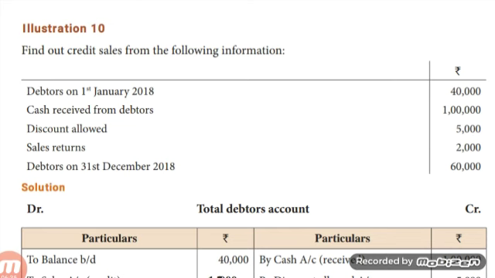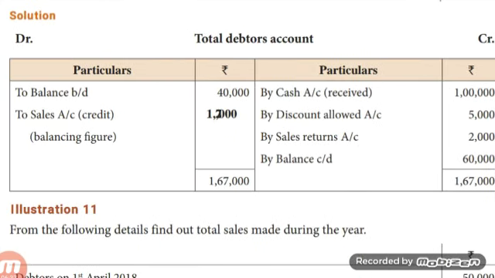Now we have entered all items in the debtors account, then find the balance. For calculating credit sales, or the balance of the account, find the total of credit side and debit side. The total of credit side is 1,67,000 and the debit side total is 40,000. The difference between the two is 1,27,000. 1,27,000 is the credit sales.